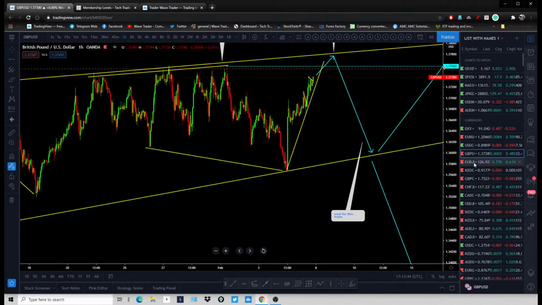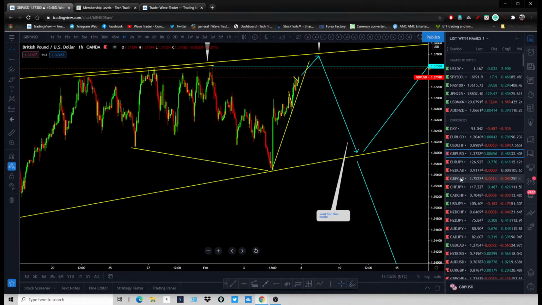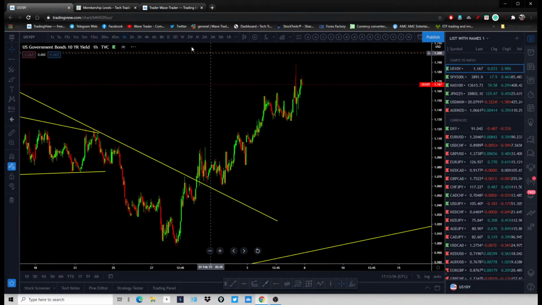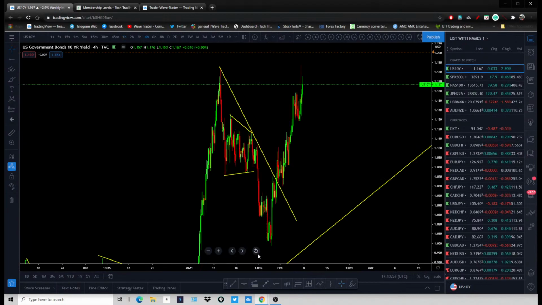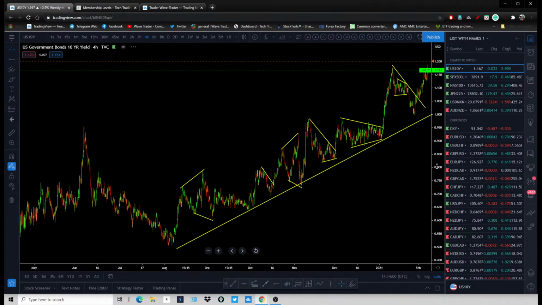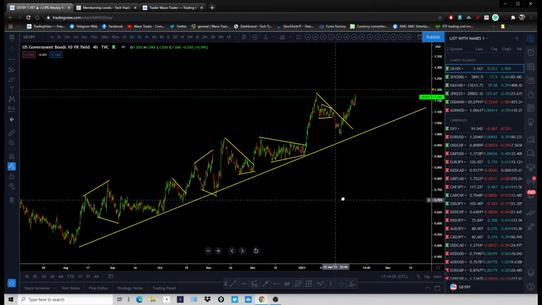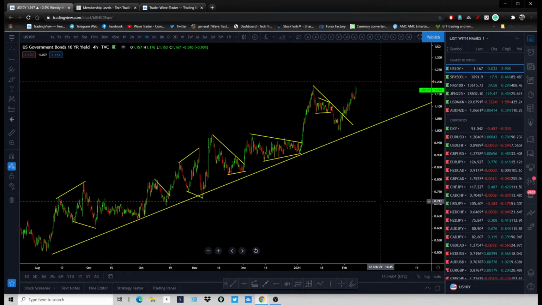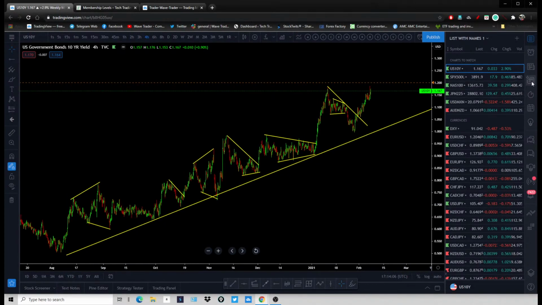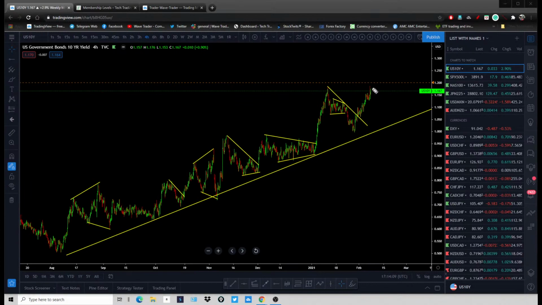So let's move on to the pairs one by one. First the US 10-year yield. We are expecting yield to continue to keep climbing next week to break 120, break 120 and continue to go higher, or go into a flat formation.